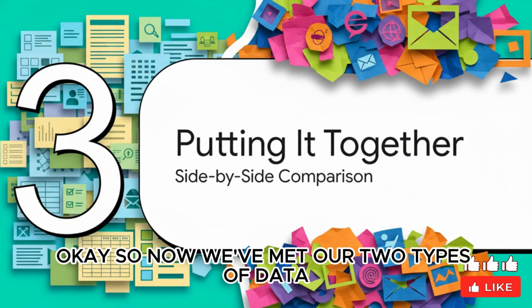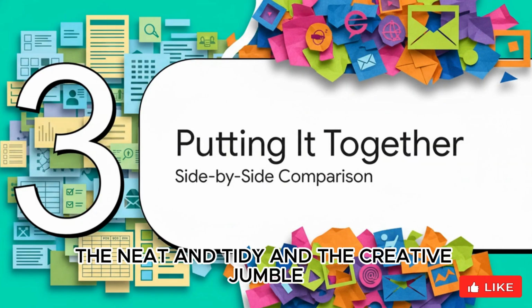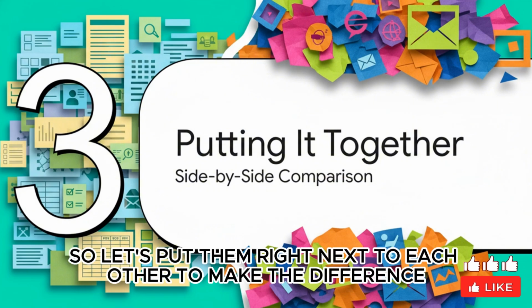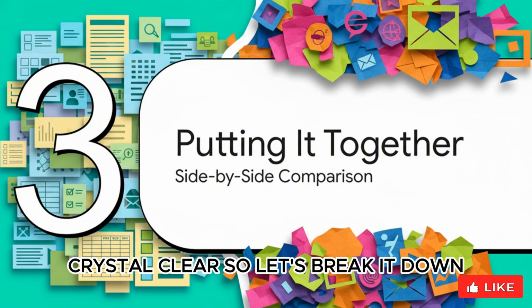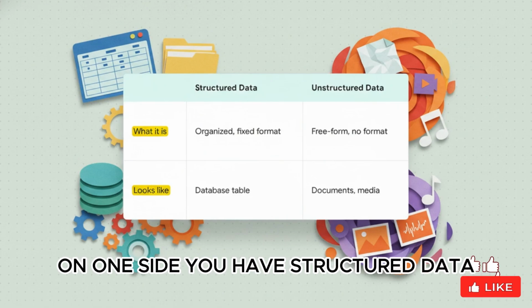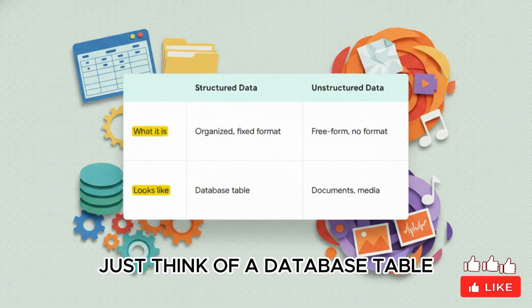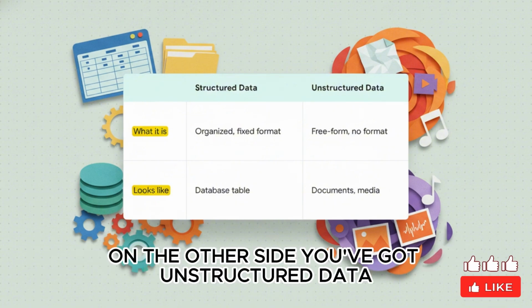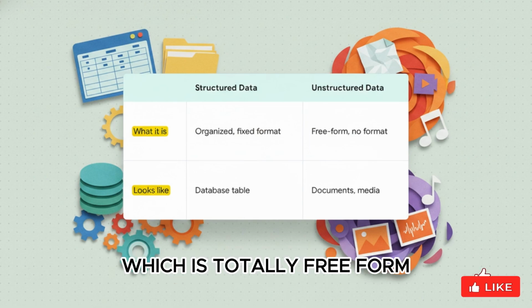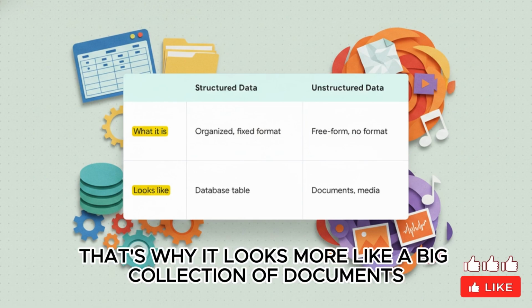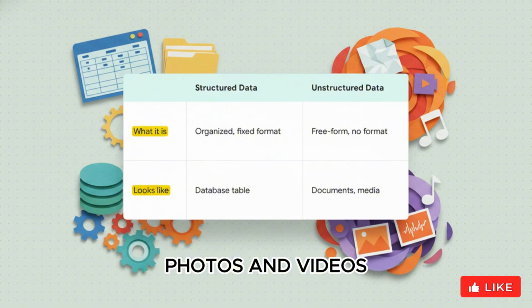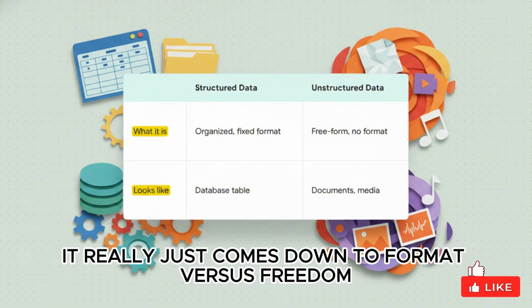Okay, so now we've met our two types of data, the neat and tidy and the creative jumble. So let's put them right next to each other to make the difference crystal clear. So let's break it down. On one side, you have structured data. By its very nature, it's organized and fixed. Just think of a database table. On the other side, you've got unstructured data, which is totally free form. That's why it looks more like a big collection of documents, photos, and videos. It really just comes down to format versus freedom.